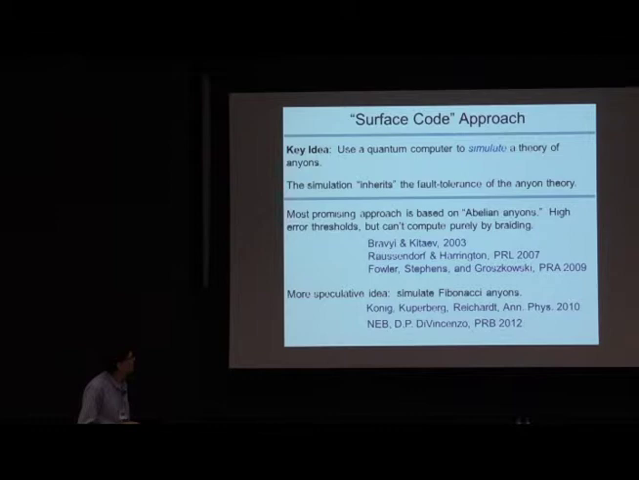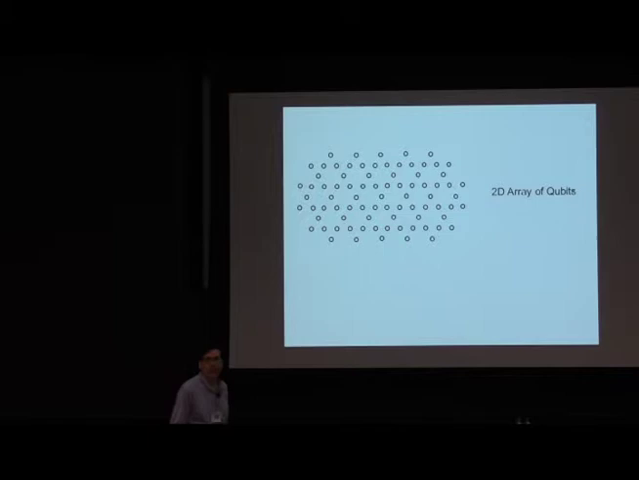So I want to switch gears. Imagine we have an actual quantum computer with your favorite qubit: spin qubits, superconducting qubits, trapped ions, whatever. And by a quantum computer I mean we can do everything a quantum computer can do. We can initialize these qubits. We can carry out quantum gates. I'll only require the gates to be nearest neighbor, or at least local, and also measure.